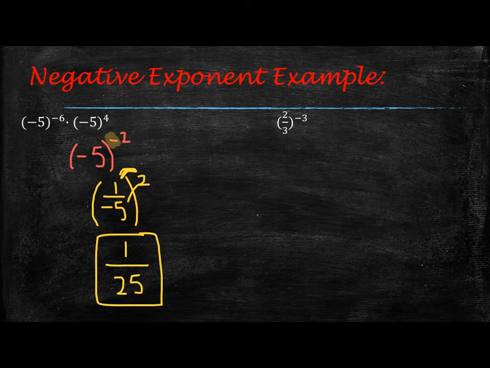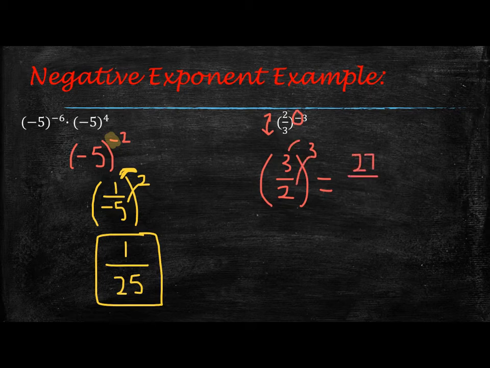In the next example, 2/3 to the negative 3. Because we have that negative power, that's going to make us flip our base. So it's going to become 3 over 2 now, and it's going to get raised to the power of positive 3. Here, you'd want to make sure that you bring that to both. So 3 to the third is 27 over 2 to the third, which is 8.